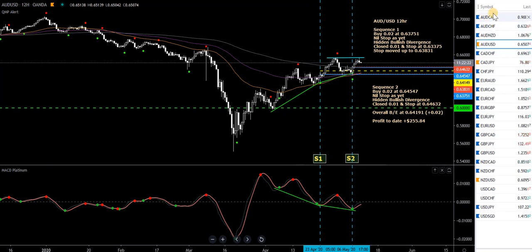So on the right is my watch list, all the pairs I'm trading on the 12-hour charts. Basically I've got trades on most. Anything in blue I've got trades on; without highlight, no trades. In orange is what I'm going to discuss in this video, just the three pairs. So we'll start with the Aussie USD.